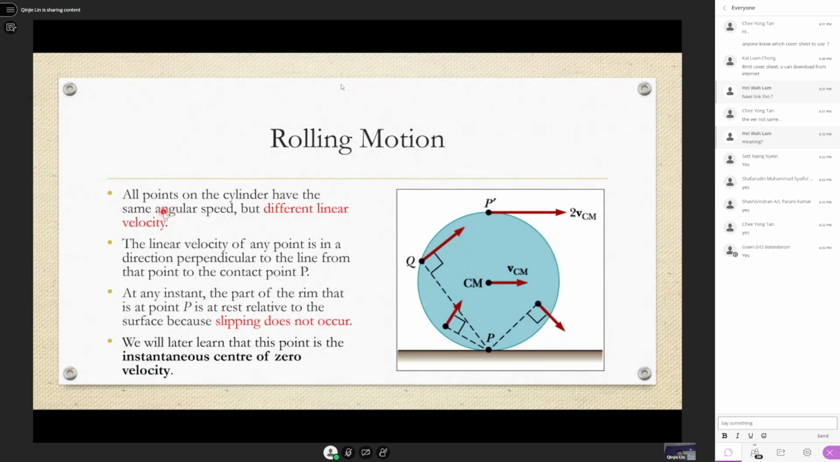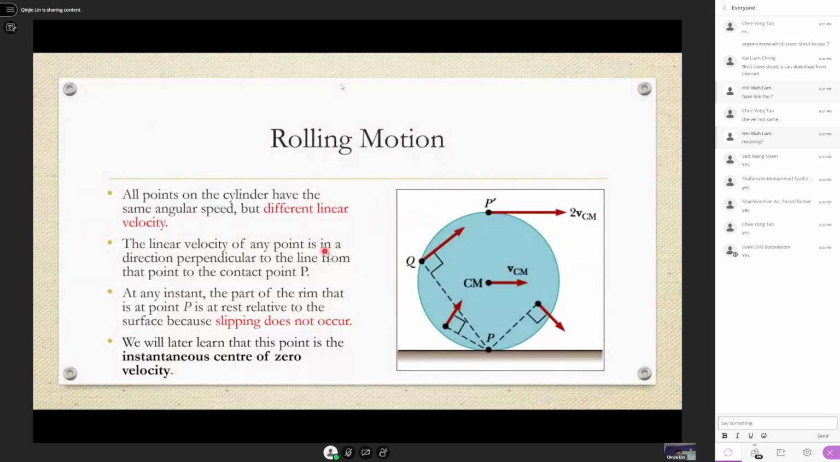All the points will have the same angular speed or angular velocity, but every point will have a different linear velocity, because the one closer to the point of rotation will be going slower, right? The one furthest is going to move much faster. Okay, so they have different linear velocity.